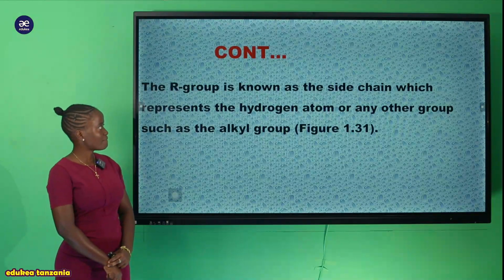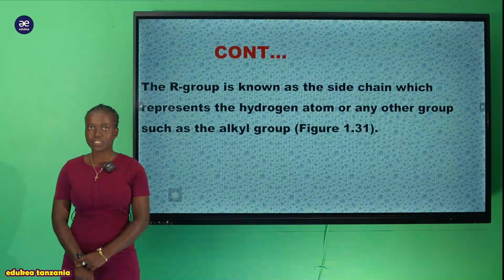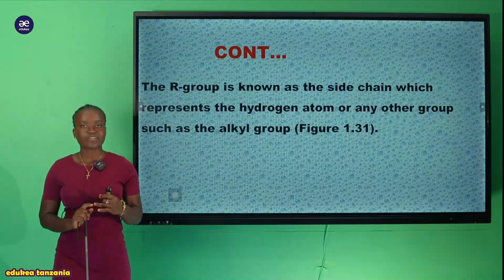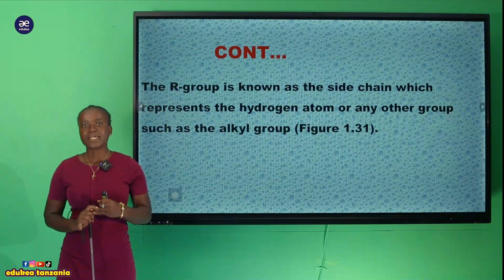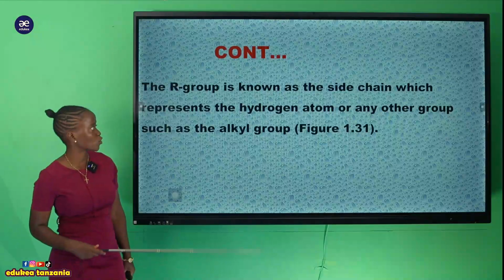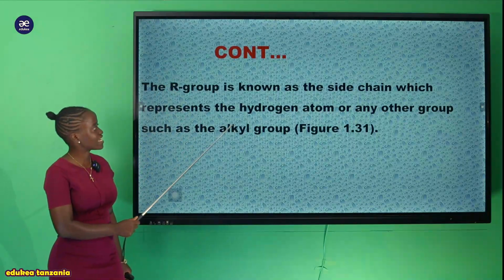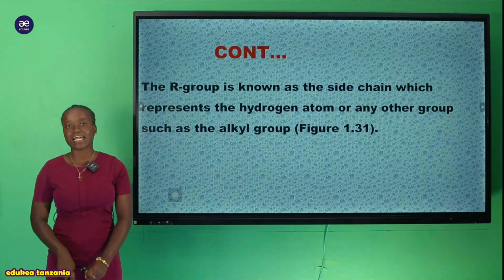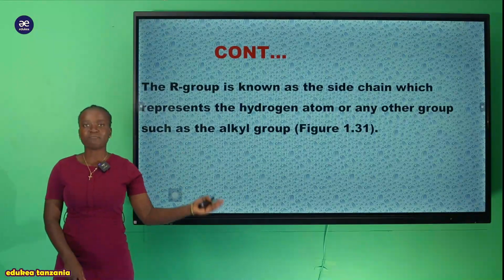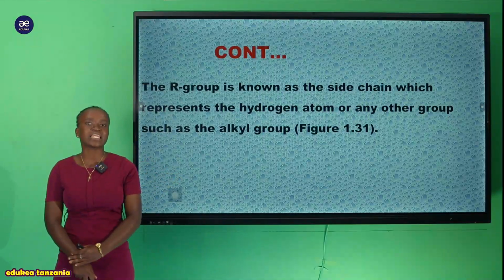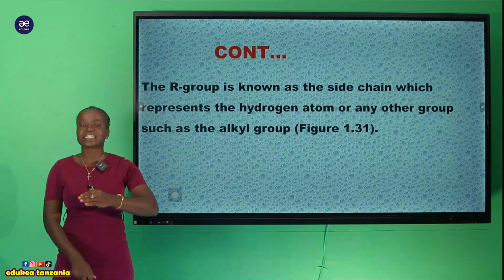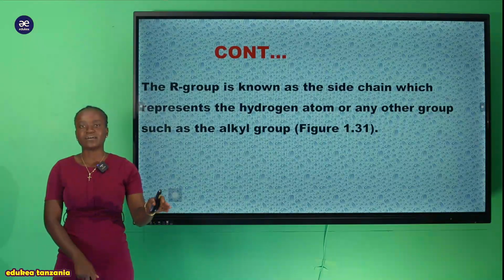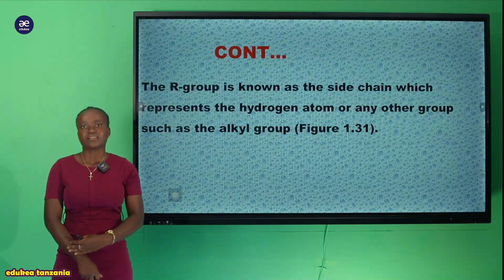Kwa maana kwamba kwenye structure ya protein kuna structure ambayo tumeona ni amino group, kuna structure ya carboxyl group, na pia kuna structure ambayo imeandikwa R group. Sasa hii R ina stand for hydrogen atom, au inaweza ikawa any other alkyl group, inaweza ikawa methyl, inaweza ikawa ethyl, inaweza ikawa pentyl, inaweza ikawa anything that is alkyl.